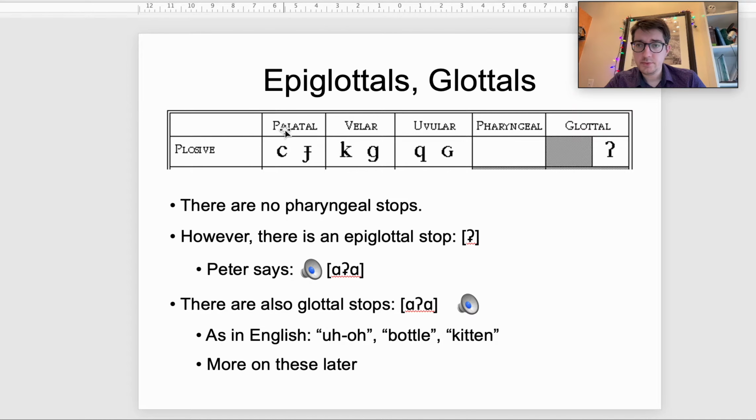For epiglottals and glottals, as I said, there are no pharyngeal stops. However, there is an epiglottal stop. We'll first cover that one. Epiglottal stops are very rare in languages. I think the epiglottal stop is found in maybe three languages overall. And here is how Peter Ladefoged produces it.